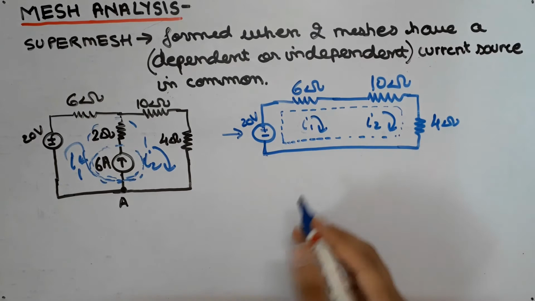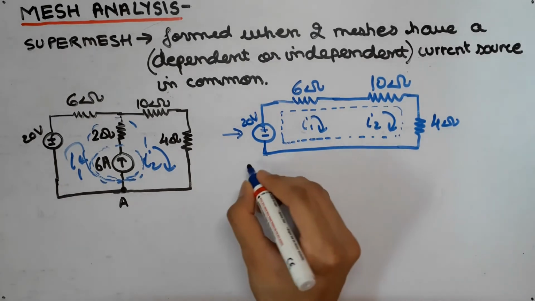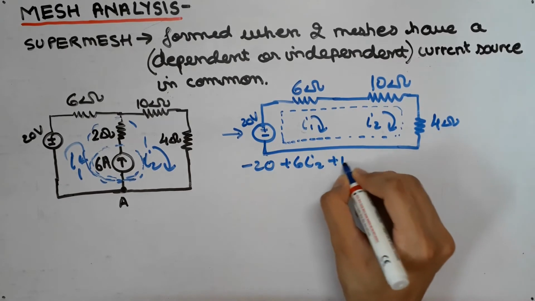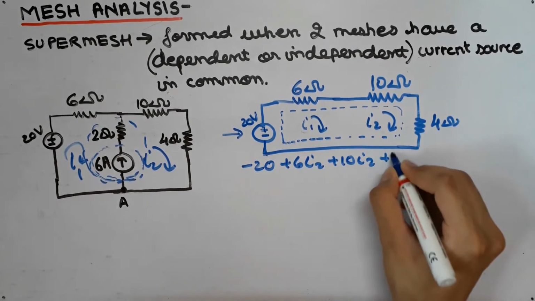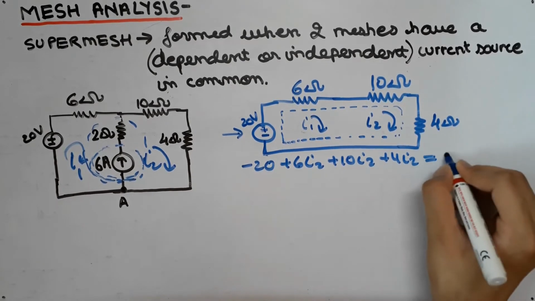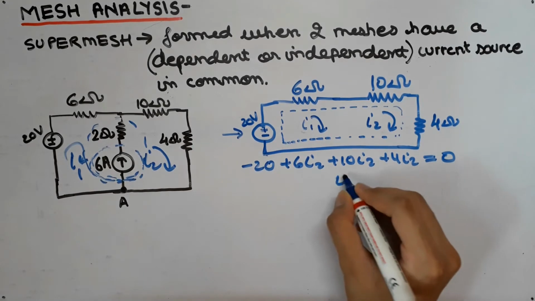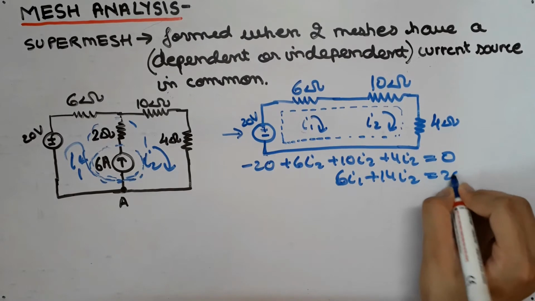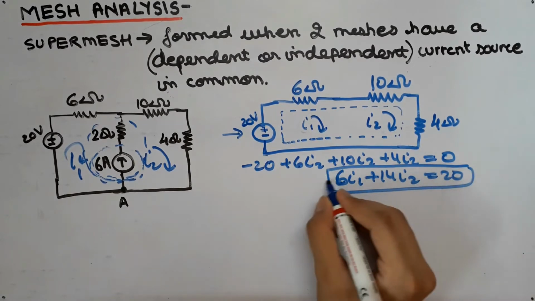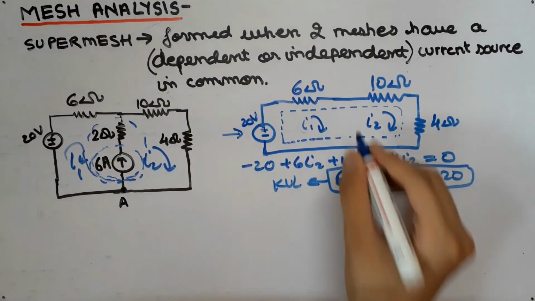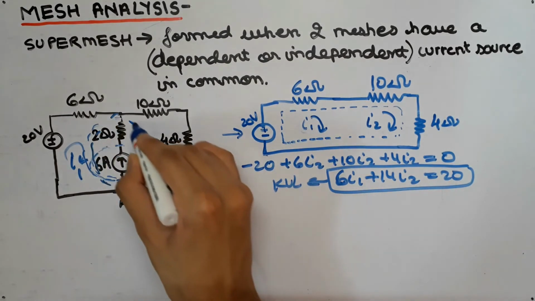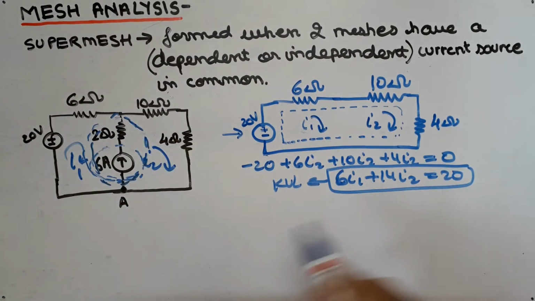But now when we write the KVL equation for this, we will write it as minus 20 plus 6I1 plus 10I2 plus 4I2 is equal to 0. That is, on rearranging you will get 6I1 plus 14I2 is equal to 20. Now this is your KVL equation using this circuit. You must have noticed that we totally ignored this part of the circuit and found the KVL without using it.